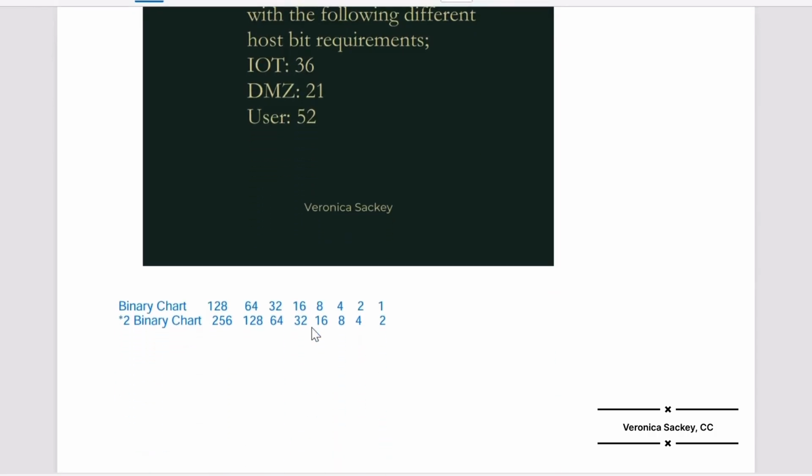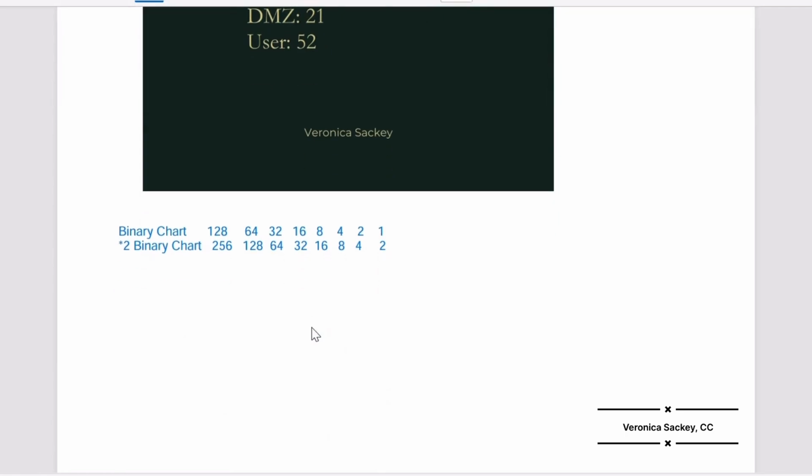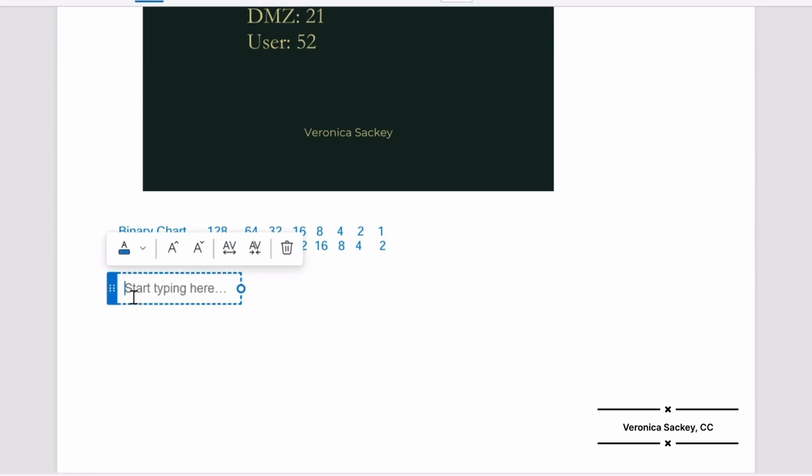Then the second thing you have to note for VLSM is you always continue where you left off. So you start from the largest to the smallest and always continue where you left off. Now let's go. Over here, we just said we're going to start from the largest to the smallest. What is our largest host bit requirement? 52 for user. So now let's write that down. User is going to start.